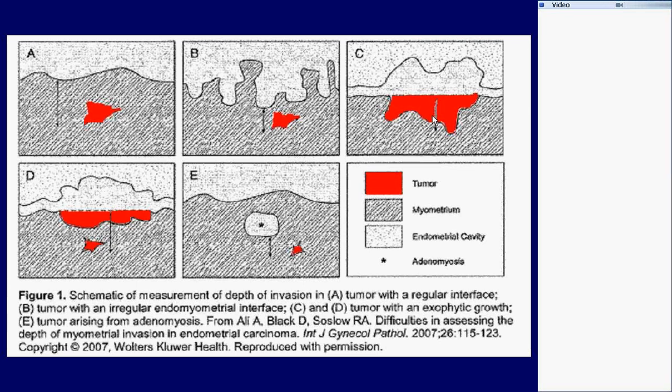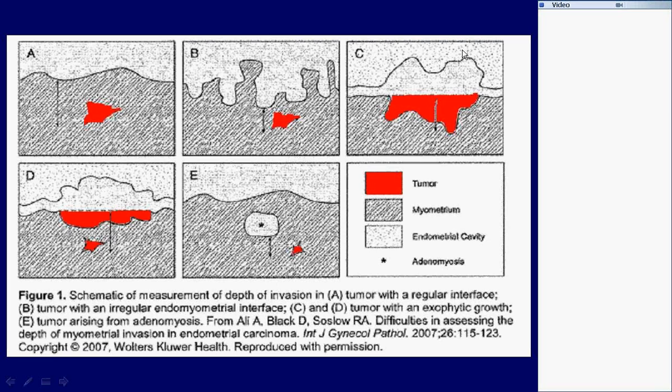It's not as complicated as it seems. This is your endometrial cavity. Here is your endomyometrial junction. So if there is tumor here, you simply measure the depth of invasion from here down to here. But very often you have an uneven endomyometrial junction, in which case it is recommended that you measure your depth of invasion from here to here and not from here to there.